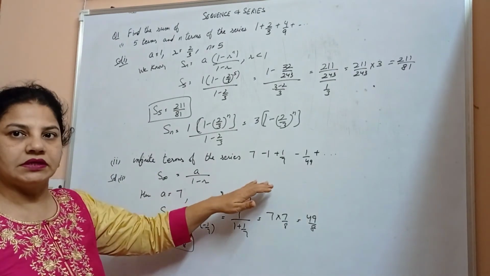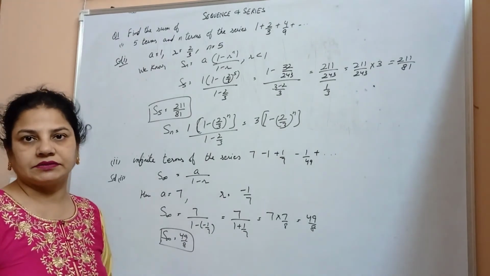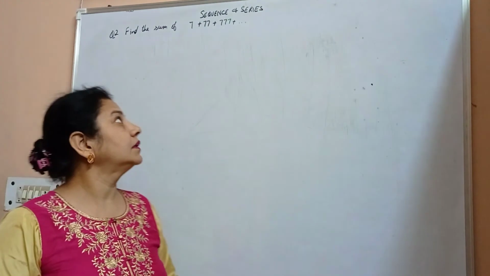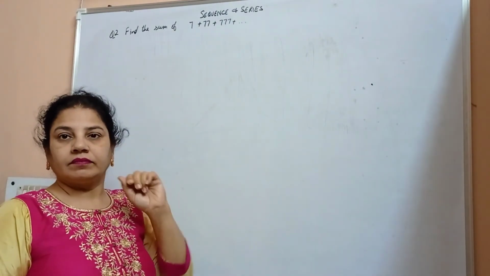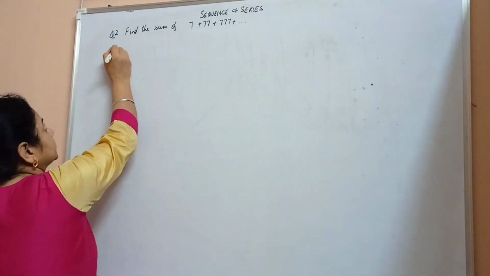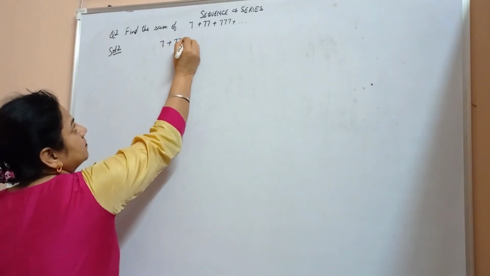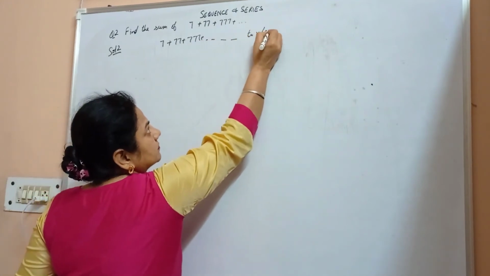The sum to infinite terms of the series is given as 49 by 8. Next, find the sum of 7 plus 77 plus 777 and so on to n terms. For that, first of all we write the sequence as 7 plus 77 plus 777 and so on to n terms.